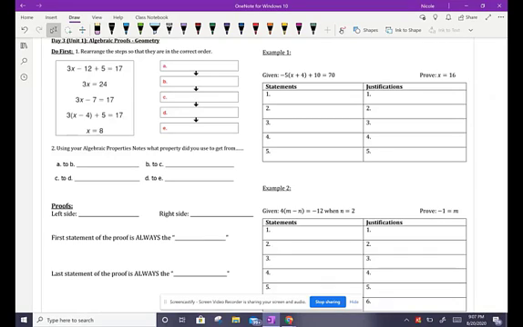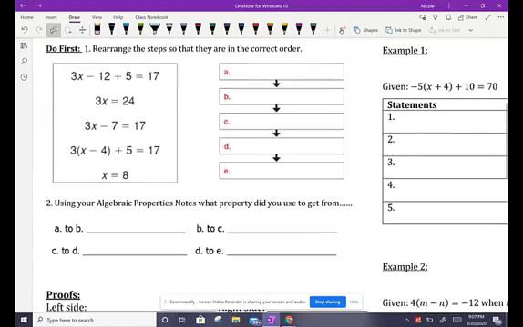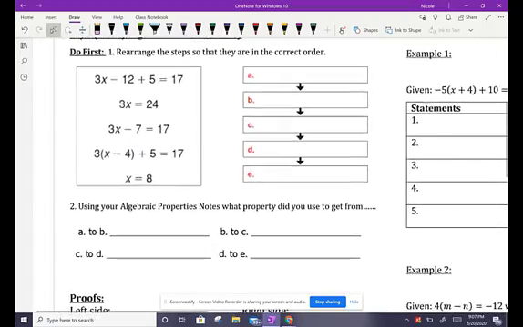Okay, now we are working on algebraic proofs. This is traditionally done as a part of 2.6 in the textbook, but we moved it into Unit 1 for a variety of reasons. But we're just doing it a little early. It's okay. You should have already completed the do first or attempted it at the top of your assignment.